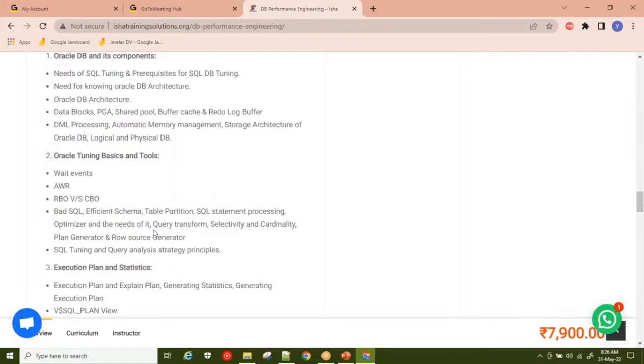Do we teach the ADDM report also? Sorry, Naveen, what was the question? Can you speak a little louder? Do we teach the AWR report with ADDM? Yeah, correct. So AWR we will be seeing, and how to generate the report and all. Yes, we'll be seeing.